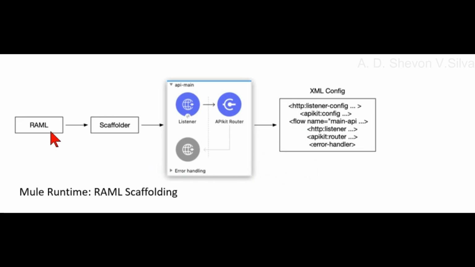Here you can see RAML is connected to scaffold. Scaffold is connected to the API main. Here the listener is connected to the APIkit router, and the APIkit router is connected to here, and you can see the error handling here. Here the main API, and here the listener and router and error handler.